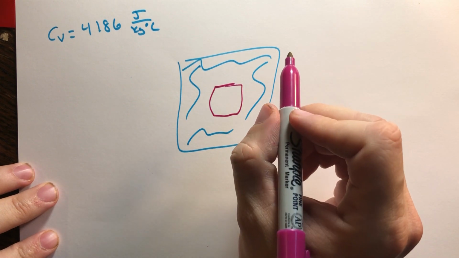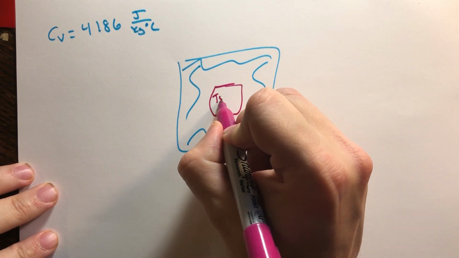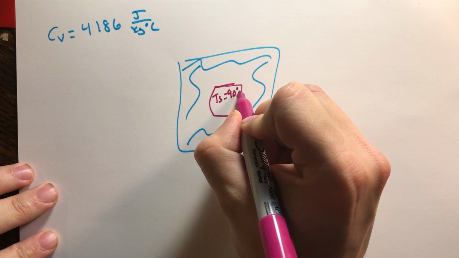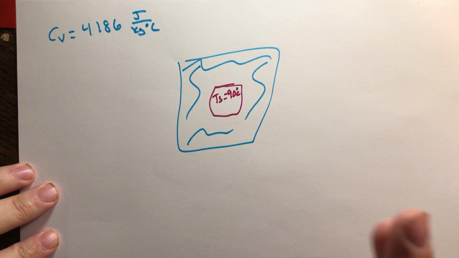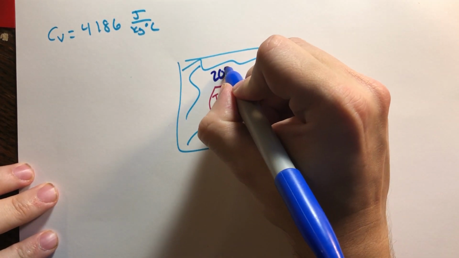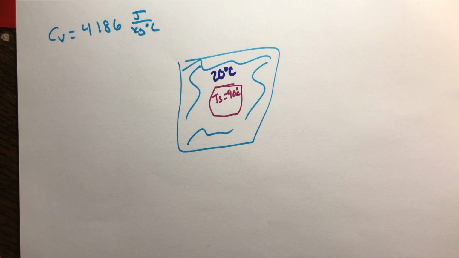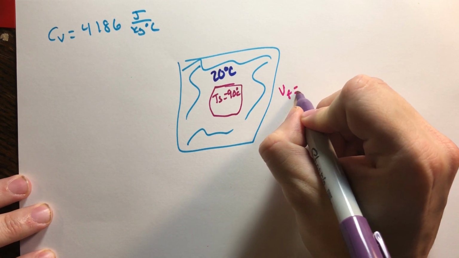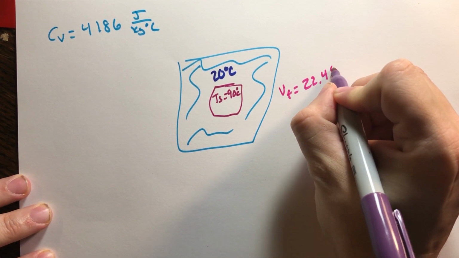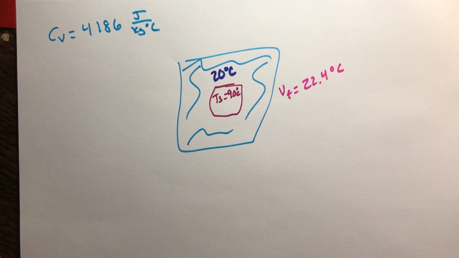the temperature of the material originally was 90 degrees Celsius. The temperature of the water originally was 20 degrees Celsius, and we know that when you drop a hot substance into colder water, heat will flow from the hot substance to the cold. So given enough time, they will both have the same final temperature, and we know that after enough time it was 22.4 degrees Celsius. So that was our final temperature for both.